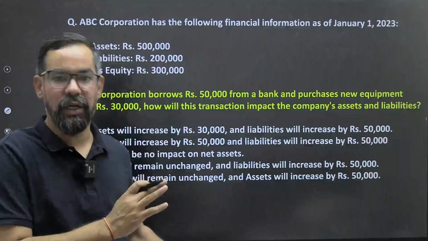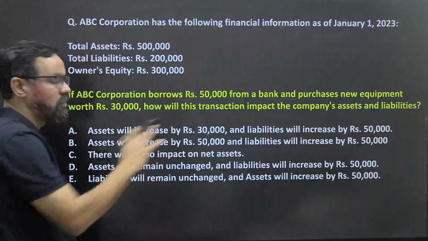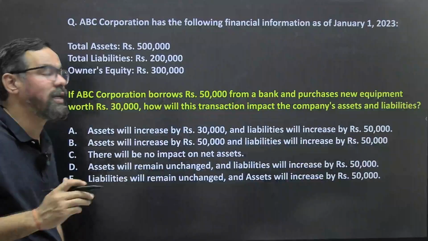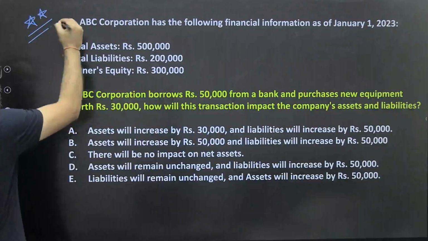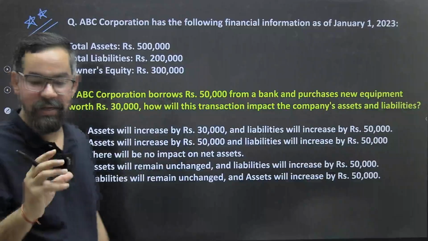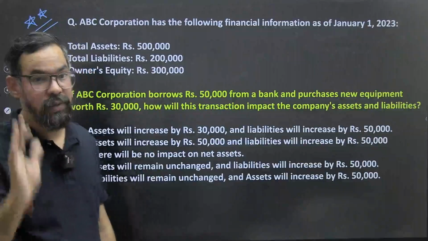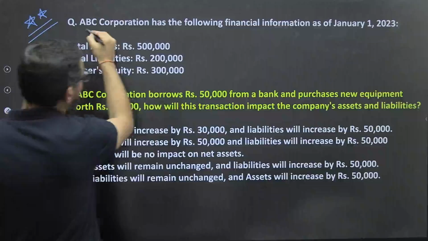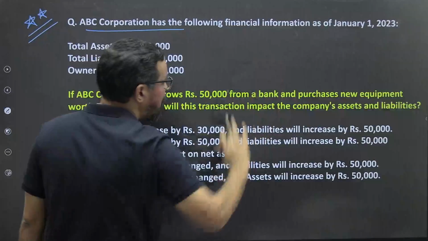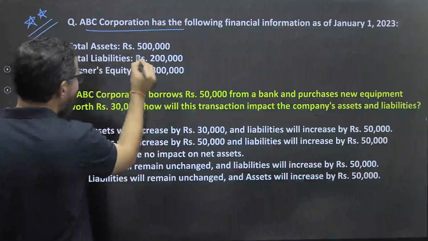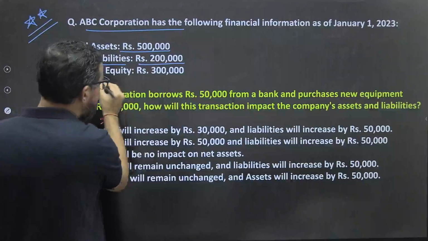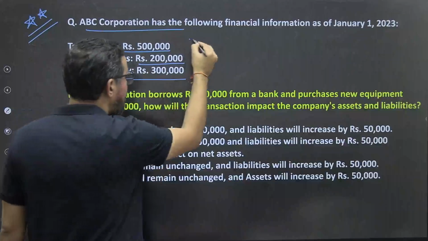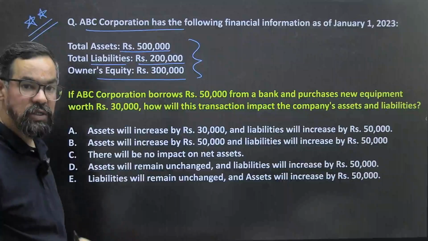Another set of questions which you can face, which they generally ask most of the time in your examination, is purely based on the balance sheet equation: asset equals liabilities plus owner's equity. So ABC Corporation has the following financial information: total assets 5 lakh, liabilities 2 lakhs, and owner's equity 3 lakhs. This is the current balance sheet of this particular company.